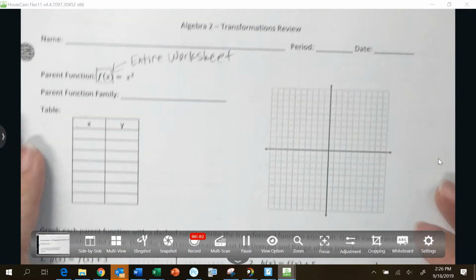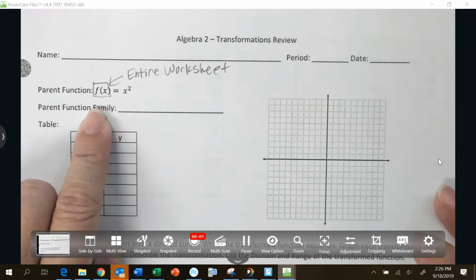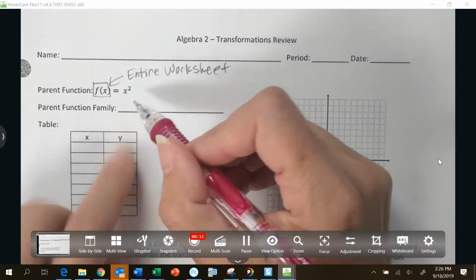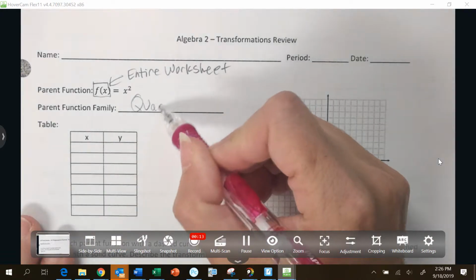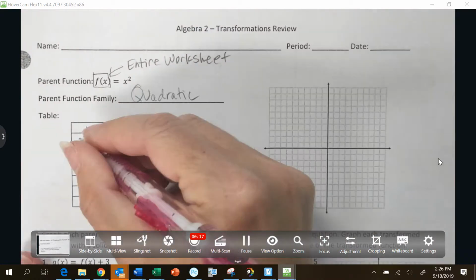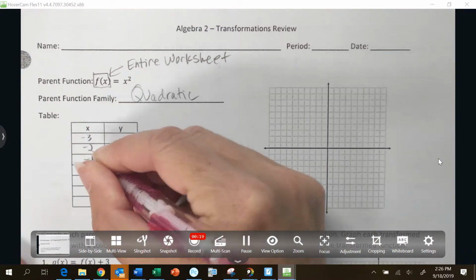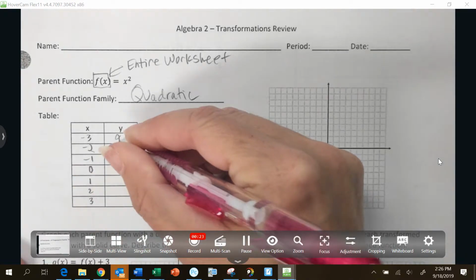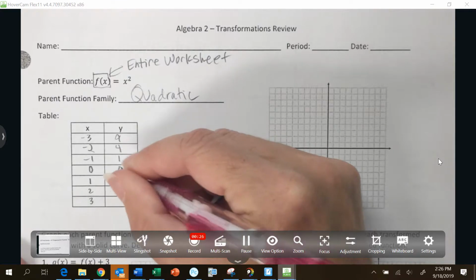Okay, so on this worksheet, f of x for the entire worksheet is right here. This entire worksheet has to do with x squared, which is what family? Quadratic. This entire worksheet is quadratic. Nothing else. So then, a lot of you have already done this. You fill out your parent function points, and I am asking you to do all 7 of them.